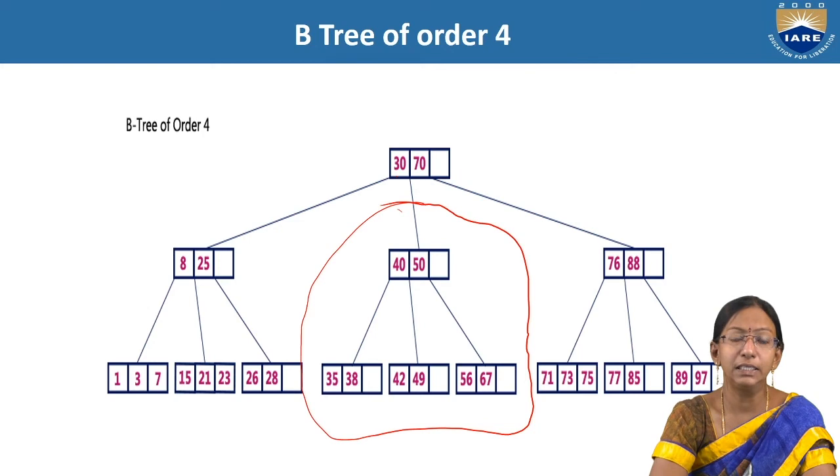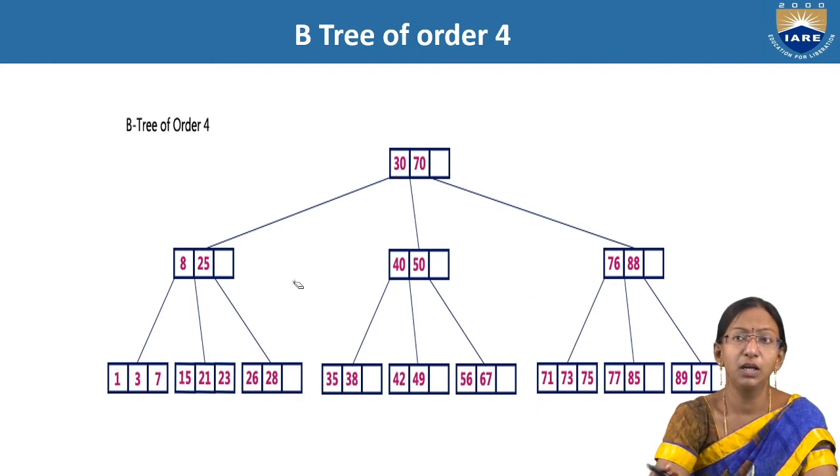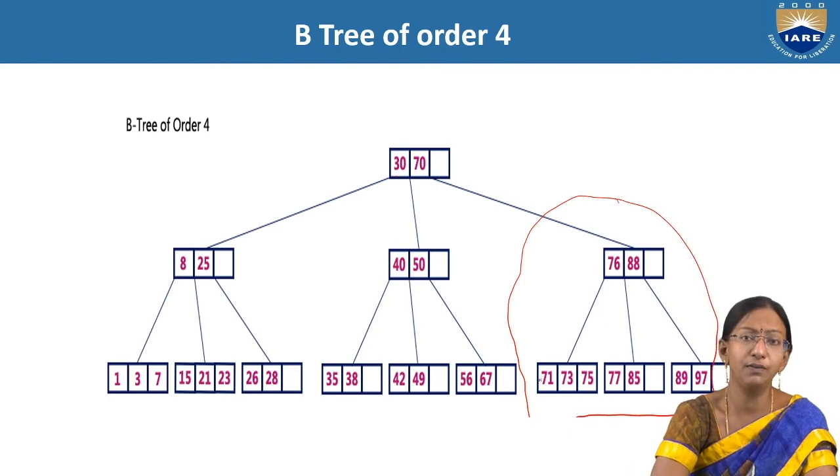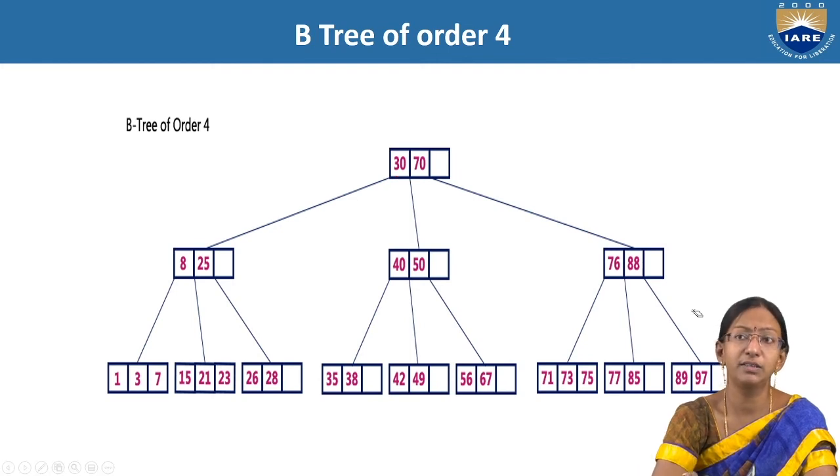Coming to the children between 30 and 70, the subtree which specifies this is this part. So look at the keys present in this subtree. All the values are between 30 and 70. From 40, the least value is 35 and the highest value is 67. Right? So coming to the last, rightmost subtree, which is the right part of our node 70, this will have all the values greater than 70, starting from 71 to 97.